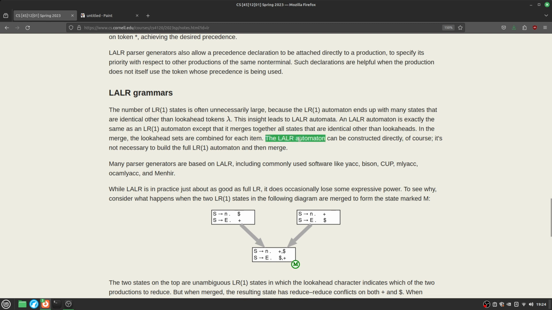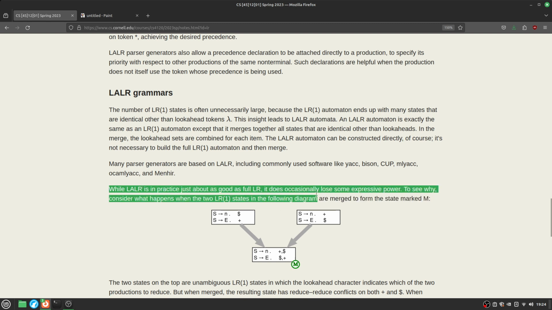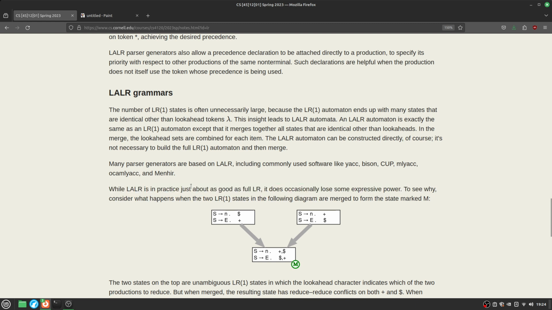The LALR automaton can be constructed directly. Of course, it's not necessary to build the full LR1 automaton and then merge. Many parser generators are based on LALR, including commonly used software like Yacc, Bison, CUP, ML-Yacc, and Camel Yacc. While LALR is in practice just about as good as full LR, it does occasionally lose some expressive power. To see why, consider what happens when two LR1 states in the following diagram are merged to form the state marked M.